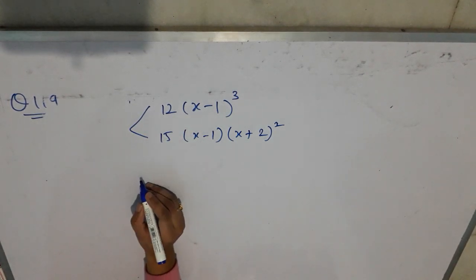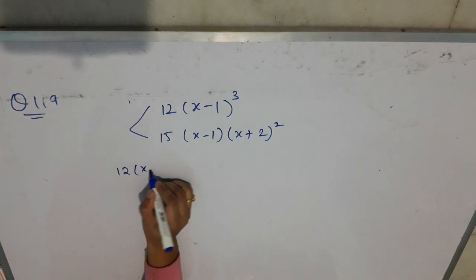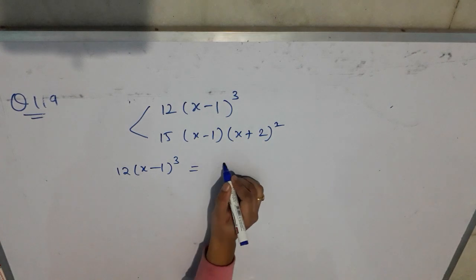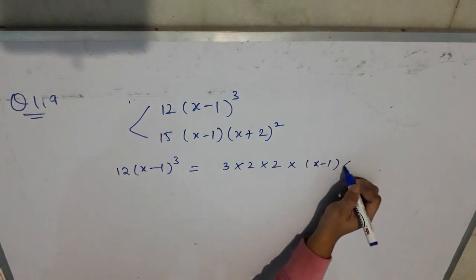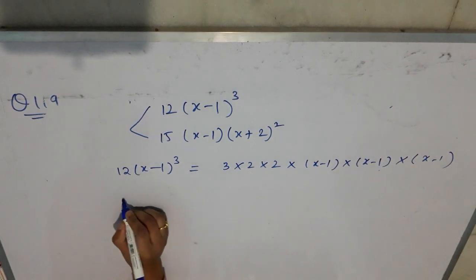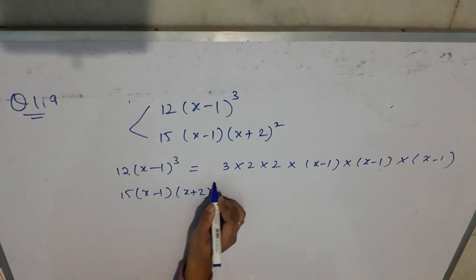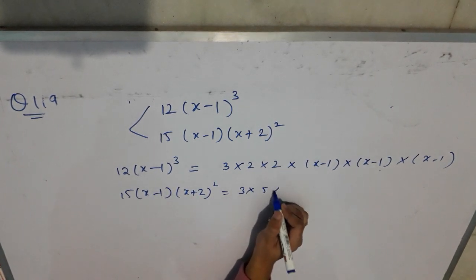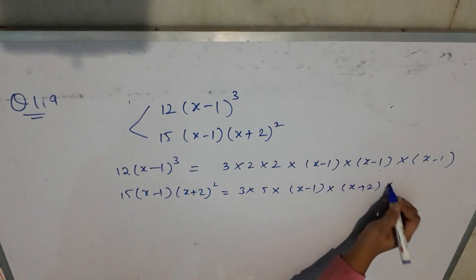For taking the LCM, first you have to take the factors. So first we will factorize 12 into (x minus 1) cube, which is equal to 3 into 2 into 2 into (x minus 1) into (x minus 1) into (x minus 1). Similarly, you will take the factors of 15 into (x minus 1) into (x plus 2) square, which will be 3 into 5 into (x minus 1) into (x plus 2) into (x plus 2).